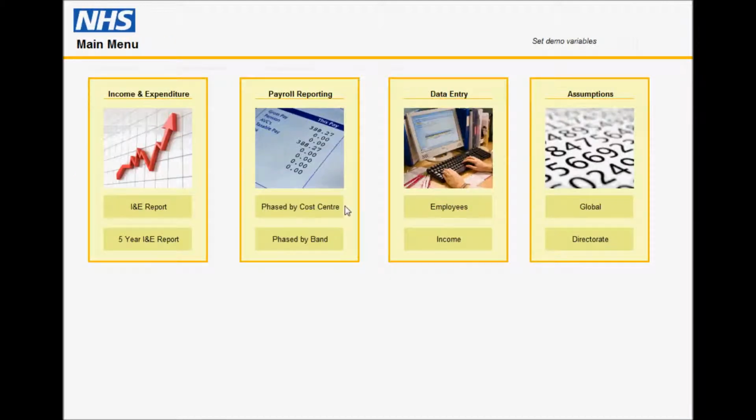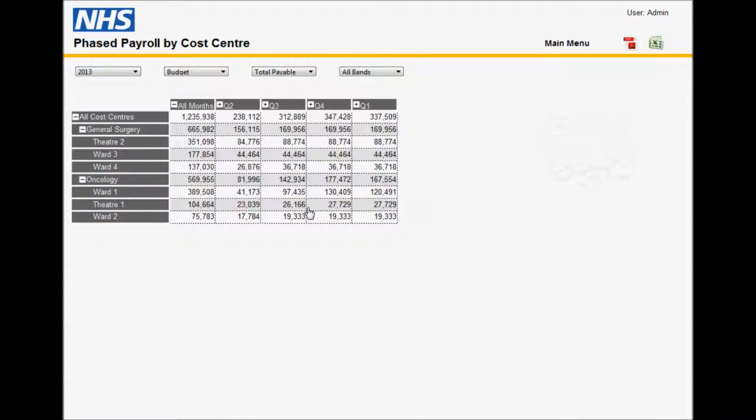And we can view this phased payroll data in a number of ways. Here we make it available by cost centre or by band. Now in the cost centre report, we see our individual cost centres, the directorate totals, and the totals for the organisation. We can view by year, by version, by band, or by payroll measure, such as headcount.